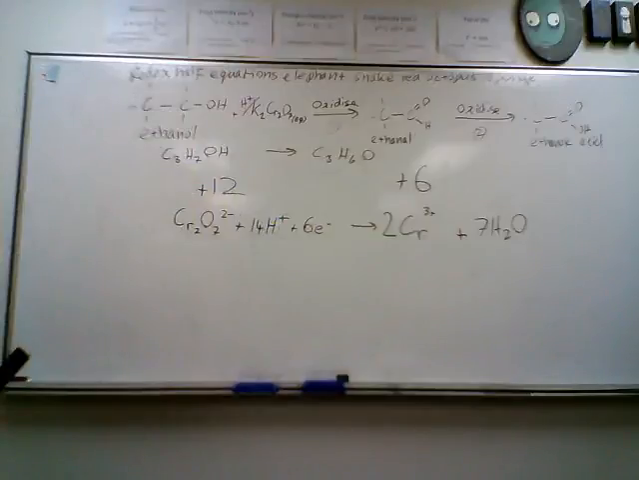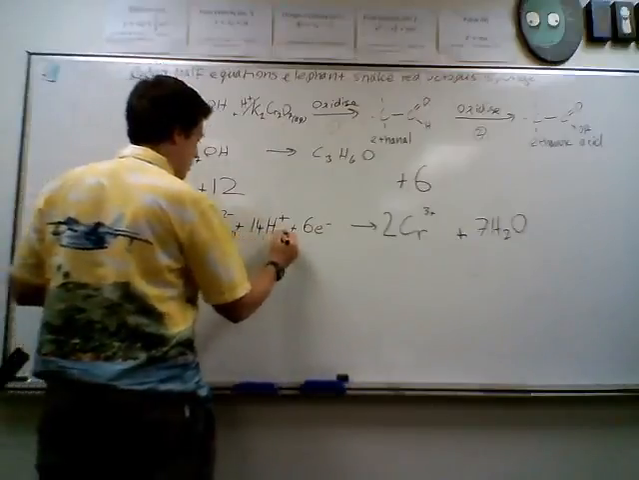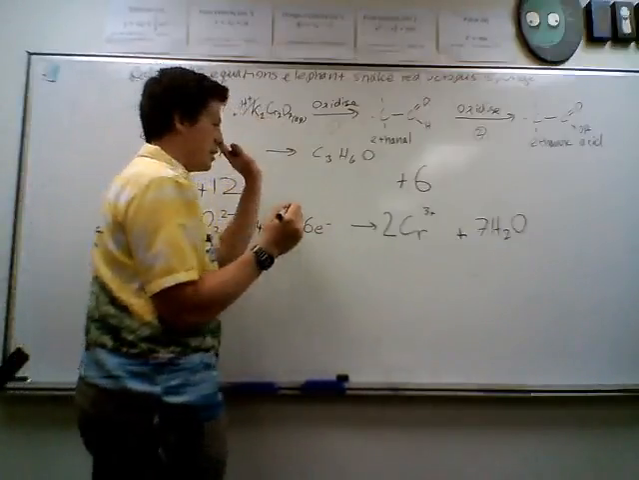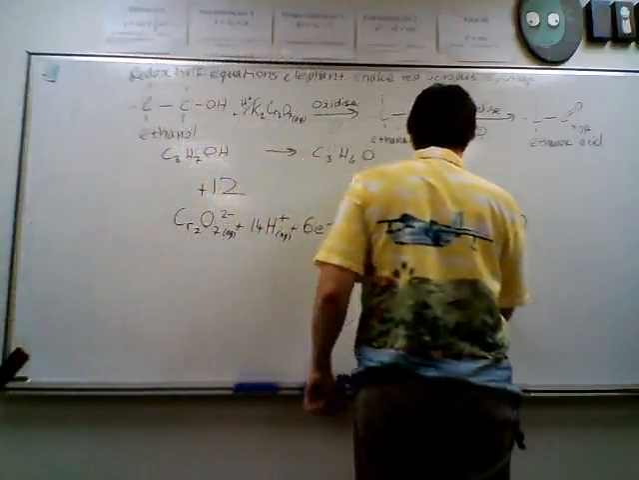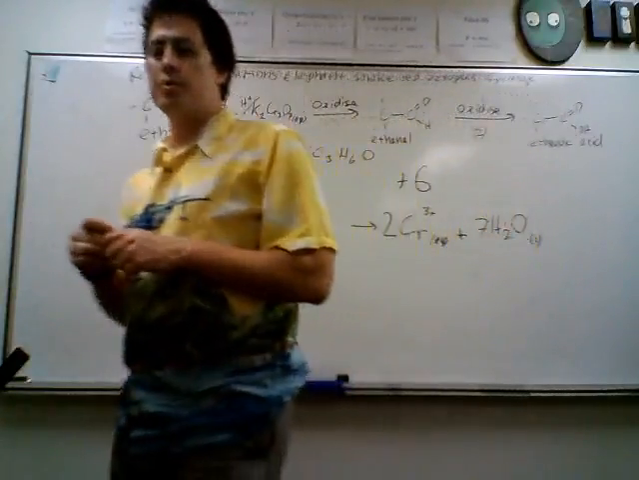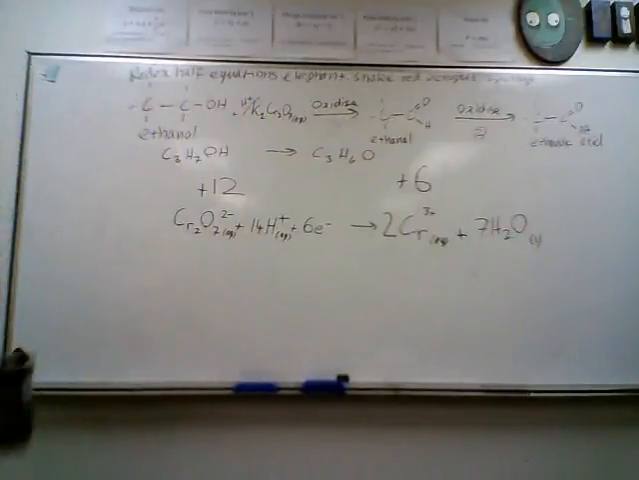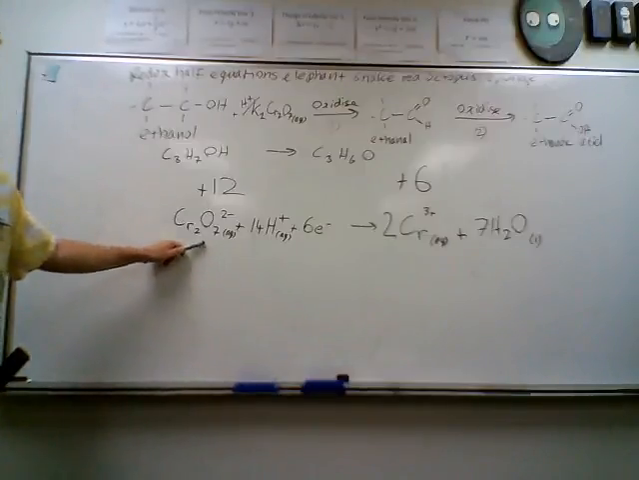And then write in physical states. Aqueous. You just leave the electrons, they're not really aqueous. This will be aqueous, and this will be liquid, of course, because there's no such thing as aqueous water. This is a balanced redox reaction half equation.